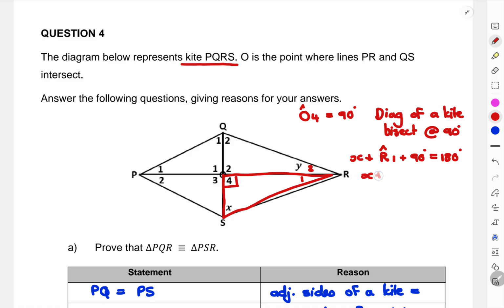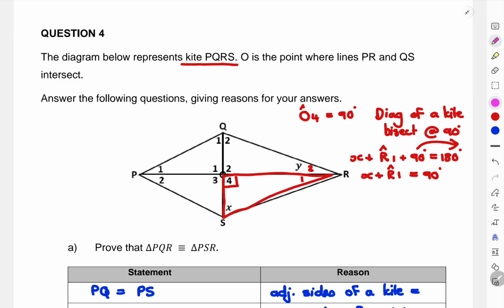But now I'm going to just get x by itself, which gives you 90 degrees. Okay, so I subtracted 90 from each side of the equation, and then I get x plus r1 is equal to 90 degrees.